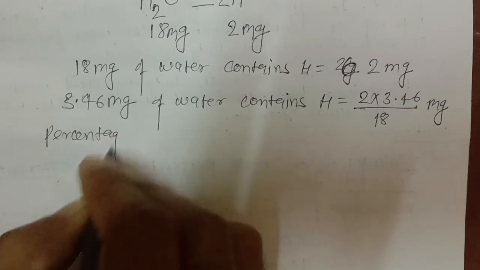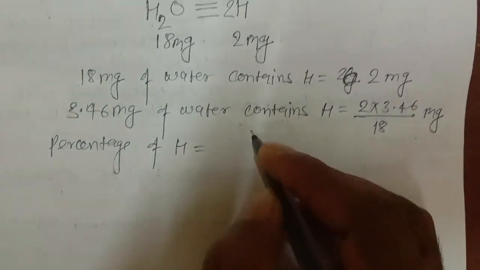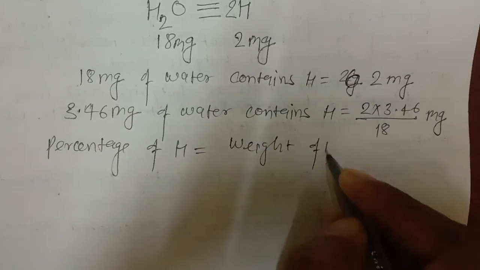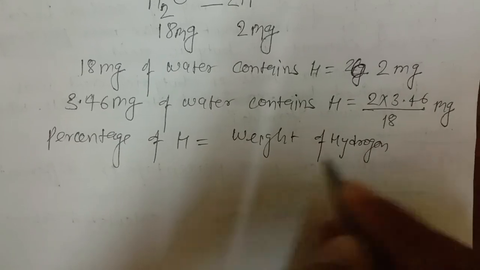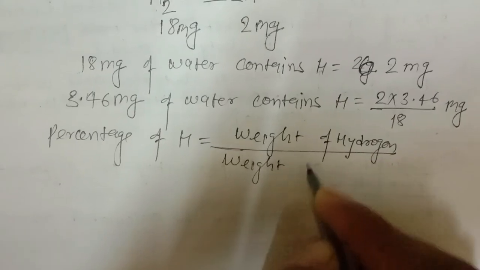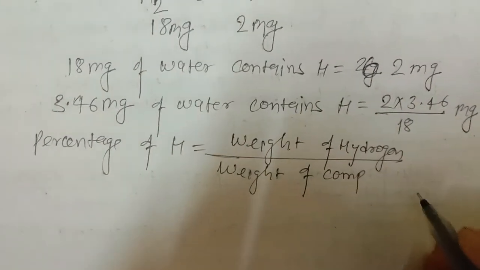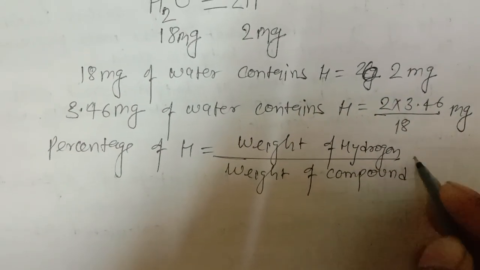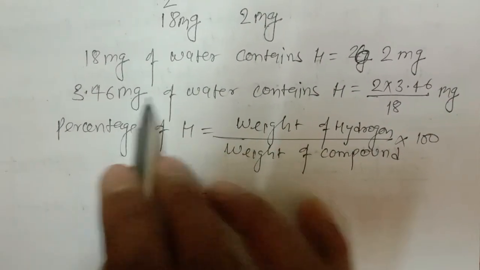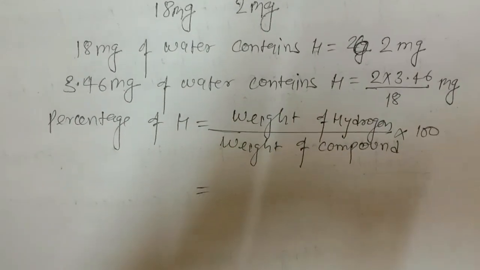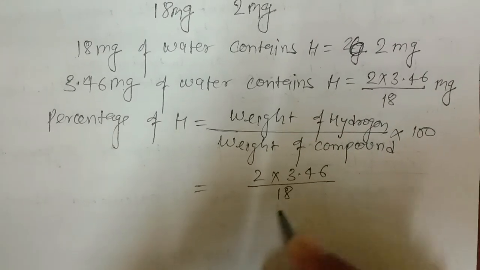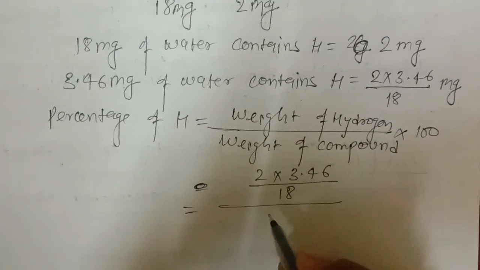Percentage of hydrogen equals weight of hydrogen upon weight of compound into 100. Now you can see the weight of the hydrogen is simply 2 into 3.46 upon 18, and this is the weight of the compound.